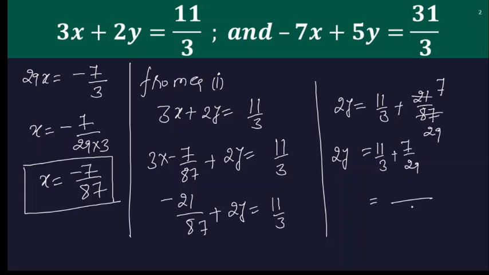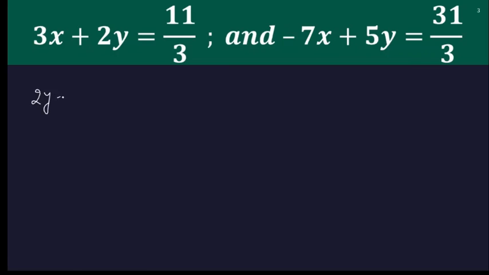So here what would come? This is again 87 will be the LCM. So 29 multiplied by 11, what would come here? It will be 319, plus 87 divided by 29 is 3, so 3 times 7 is 21. So this is 2y. So I am finding 2y equal to (319 plus 21) upon 87.